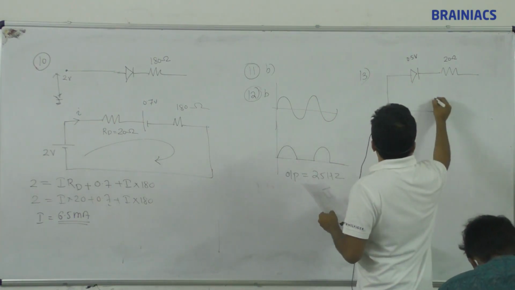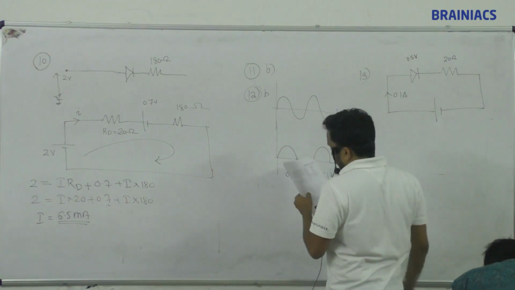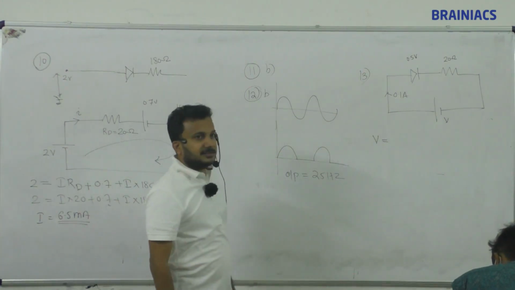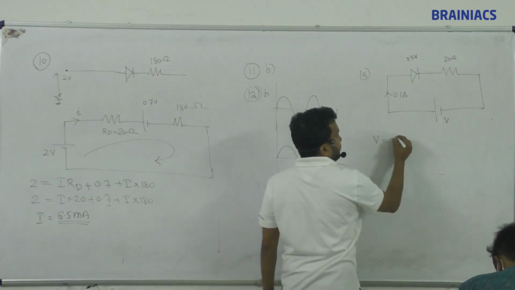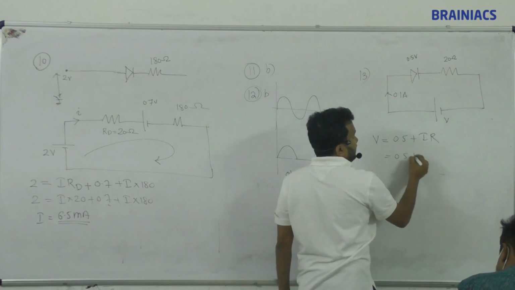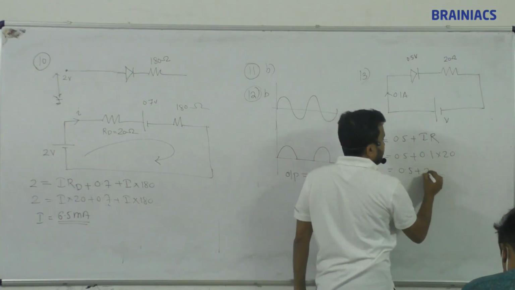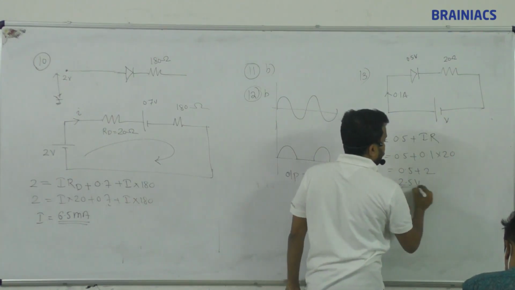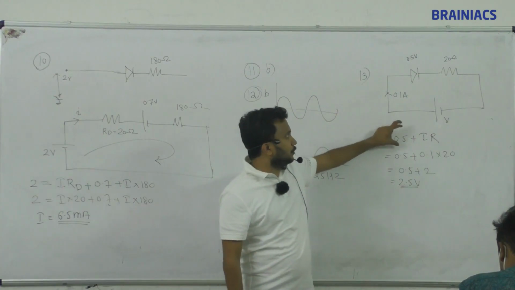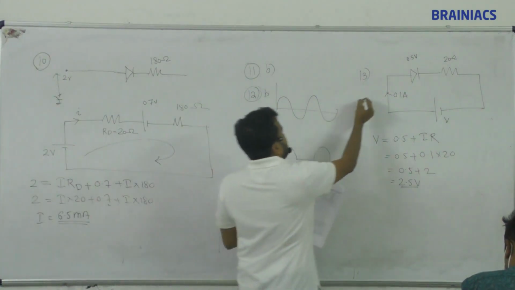So what source is this? Anyway, it should be forward biased, right? Only then will current flow. What is the current flowing through the circuit? 0.1 ampere. What is this voltage V? The supplied voltage is used by the diode, 0.5, plus the balance is used by the resistor, so I into R. 0.5 plus I, which is 0.1, and resistance is 20. So V equal to 0.5 plus 20 into 0.1, so 2.5. The 13th answer is C.